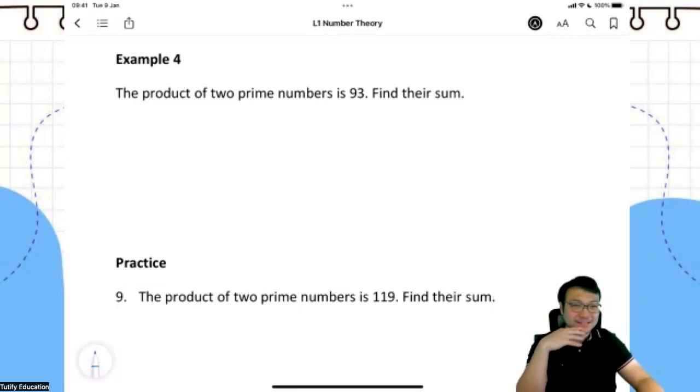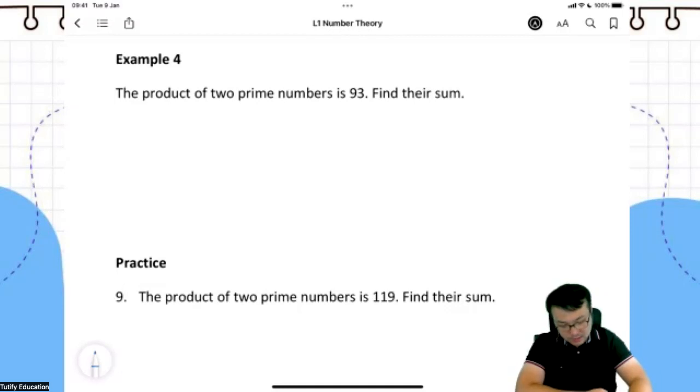What are prime numbers? Numbers that can only be divided by the number 1 and itself. Very good. Prime numbers are numbers that can only be divided by the number 1 and itself. Which is the smallest prime number? Is it number 1? No, 2.